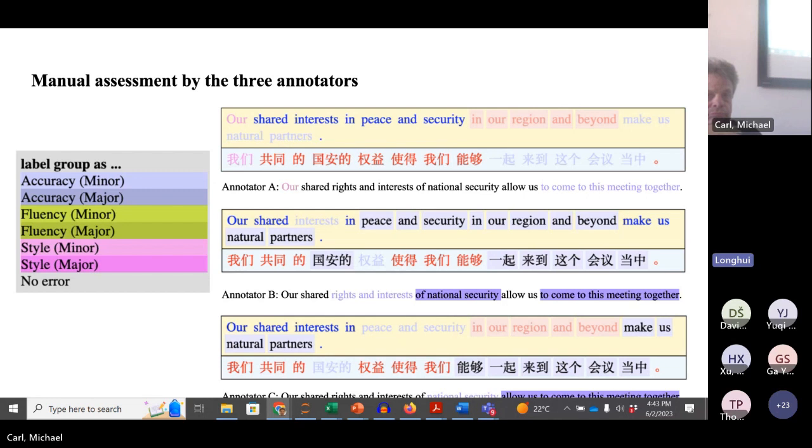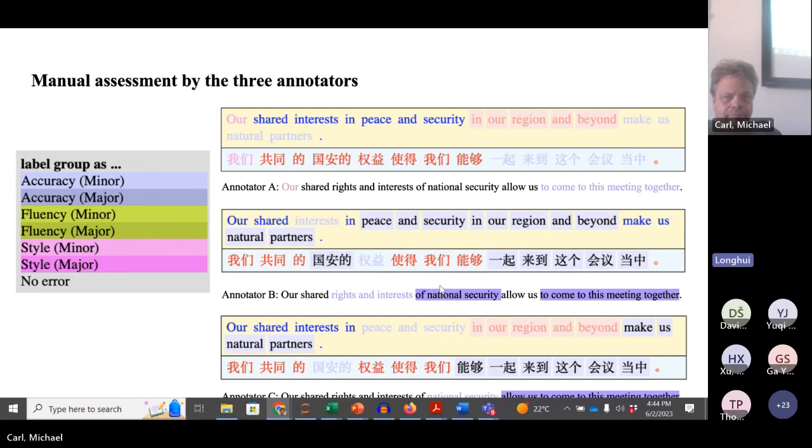And then we can see on the Yawat interface that we assigned different colors to different kinds of errors. We assign accuracy errors as purple, fluency errors as green, and style errors as pink. Also, depending on the severity of the error, we have darker and lighter shades. Darker purple is a major accuracy error, and lighter purple is a minor accuracy error.